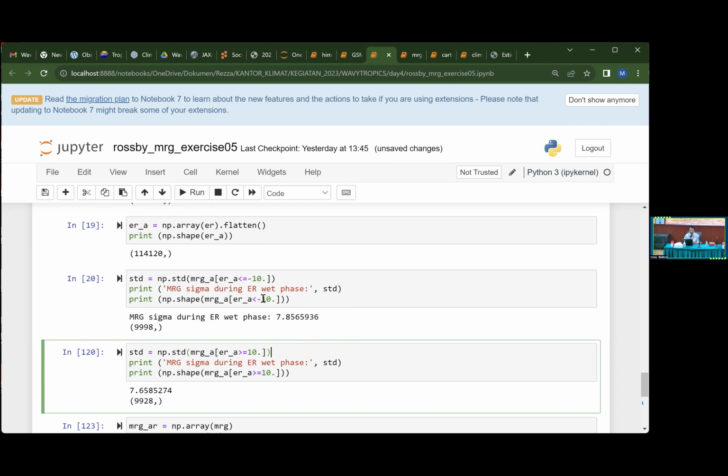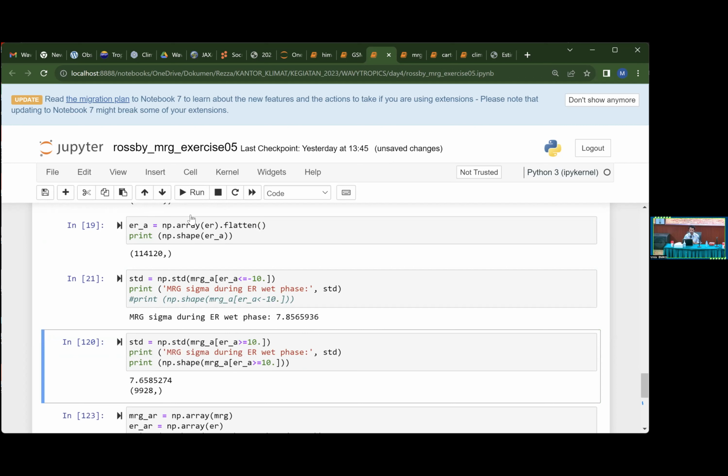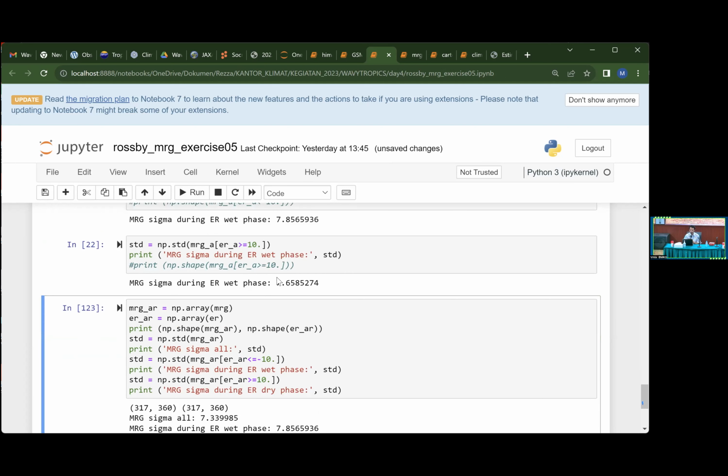And then, sorry. Oh yeah, we don't need this. Okay. So we can see that the MRG sigma during the ER wet phase is 7.8, and this one is for the dry phase. Oh, sorry, this is supposed to be the dry phase. Okay.